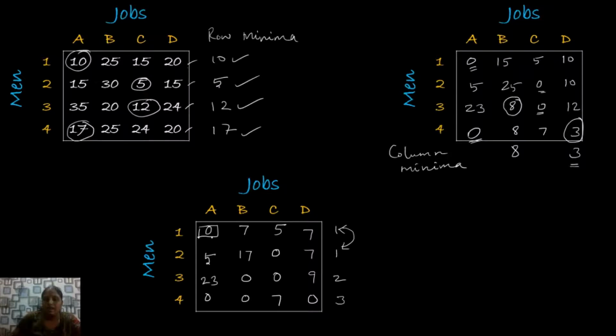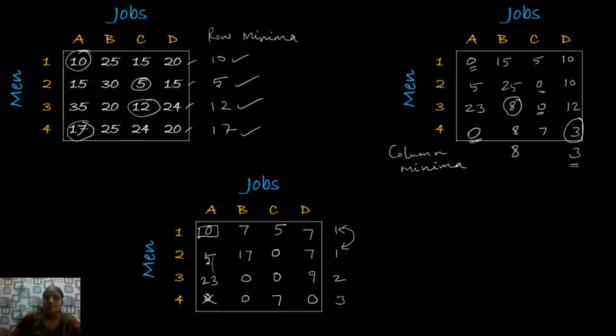So after giving an assignment, you just cross off the remaining zeros. That is, you have to cross off the zeros in the same column and row. So in the column you have only one 0, so we cross off this 0, and row-wise we don't have any zeros, so leave it.